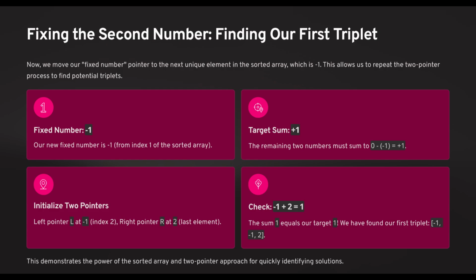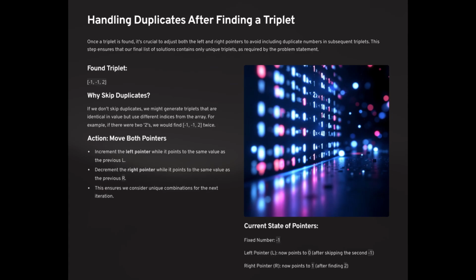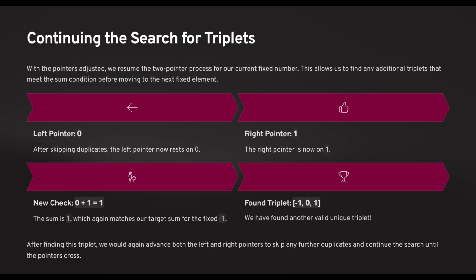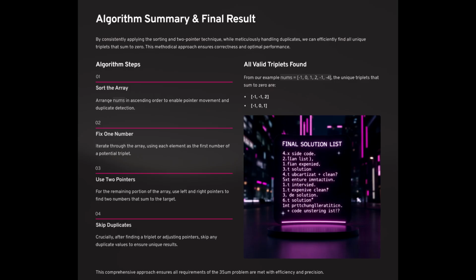We move to the next number. Now we fix the number -1. The target sum for the remaining two numbers becomes +1. Again, we use two pointers, one from the left and one from the right. We check -1 and 2. Their sum is 1, which matches the target. This gives us our first valid triplet: -1, -1, 2. After finding a valid triplet, we move both pointers. We also skip duplicate values to ensure the final answer does not contain repeated triplets.